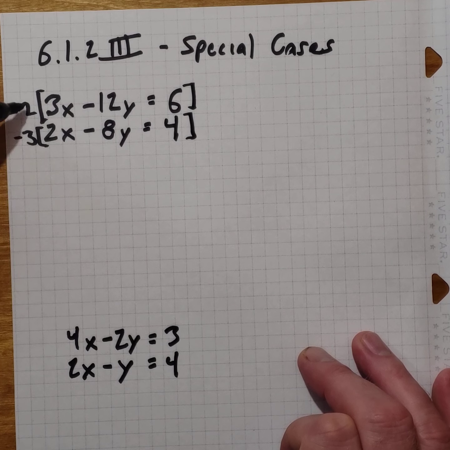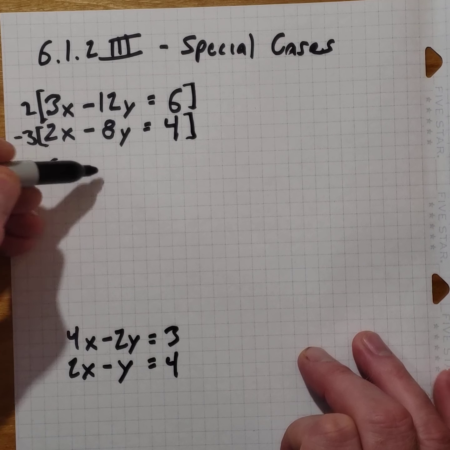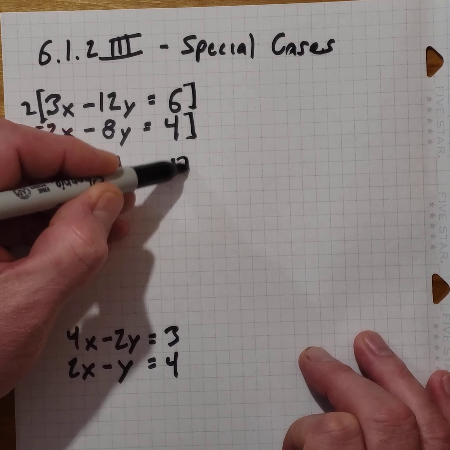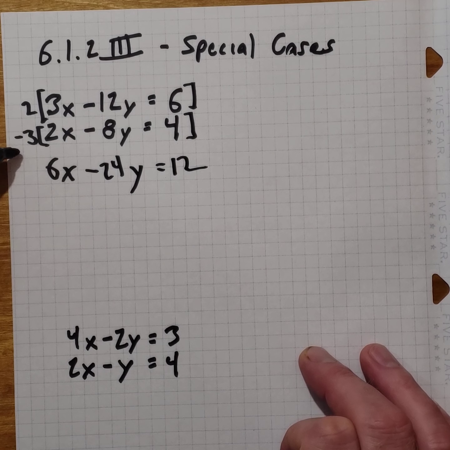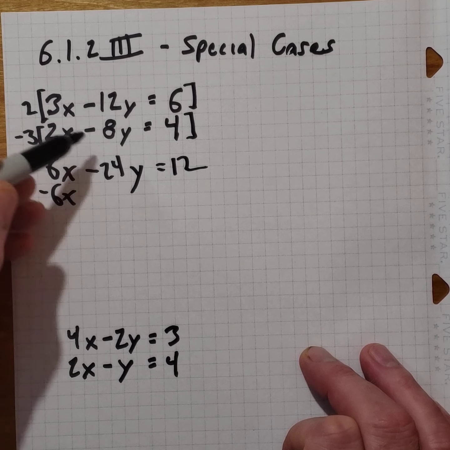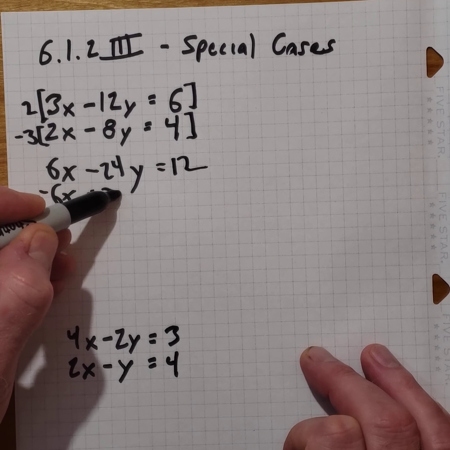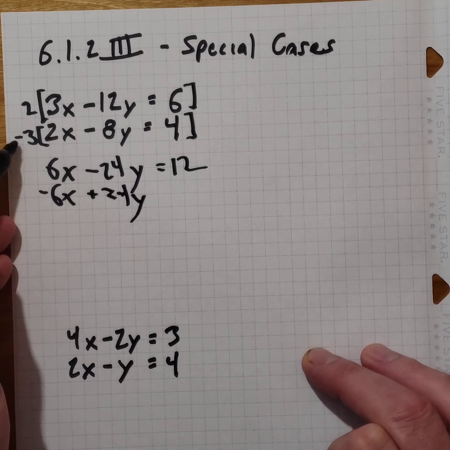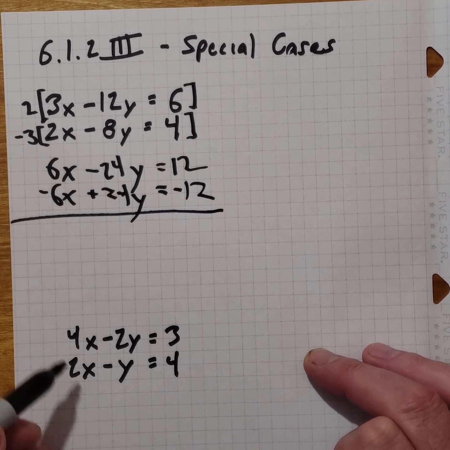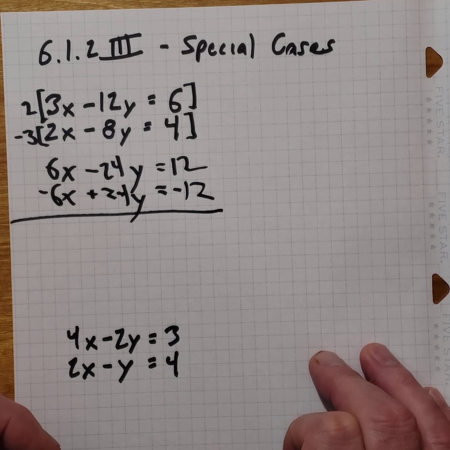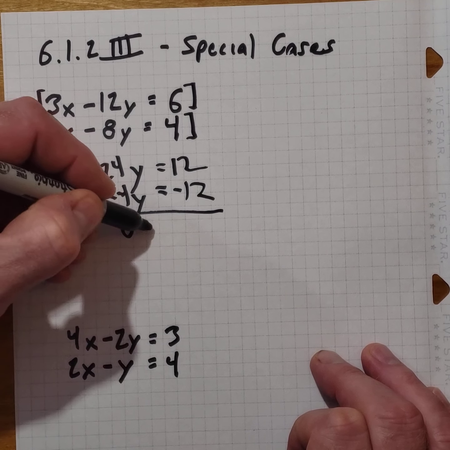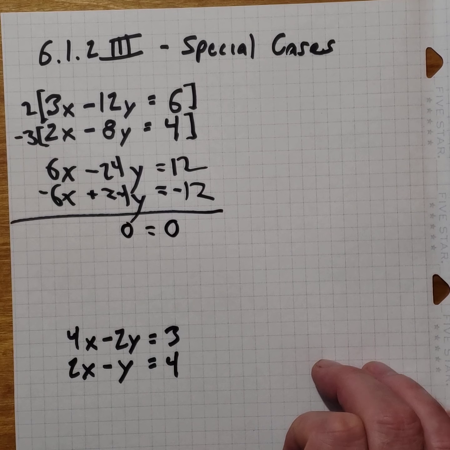So 2 times the top one will give me 6x minus 24y equals 12. And multiplying the bottom one by negative 3 will give me negative 6x, positive 24y, and then negative 3 times 4 is negative 12. And what's going to happen if I add those two together is everything's going to cancel. And I'm going to be left with nothing on the left and nothing on the right.